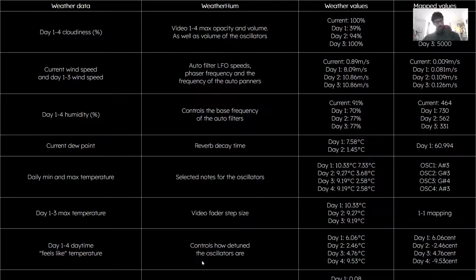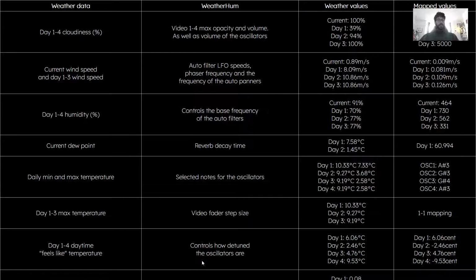So yeah, day 1 to 3 max temperature directly controls the video fader step size. So 10 degrees will control how fast the fading function iterates through the opacities. That's also linked to the volume of the oscillators as well. So as the fading happens, the oscillators respond to that as well. So you get more of a mapping between the visuals and the audio.